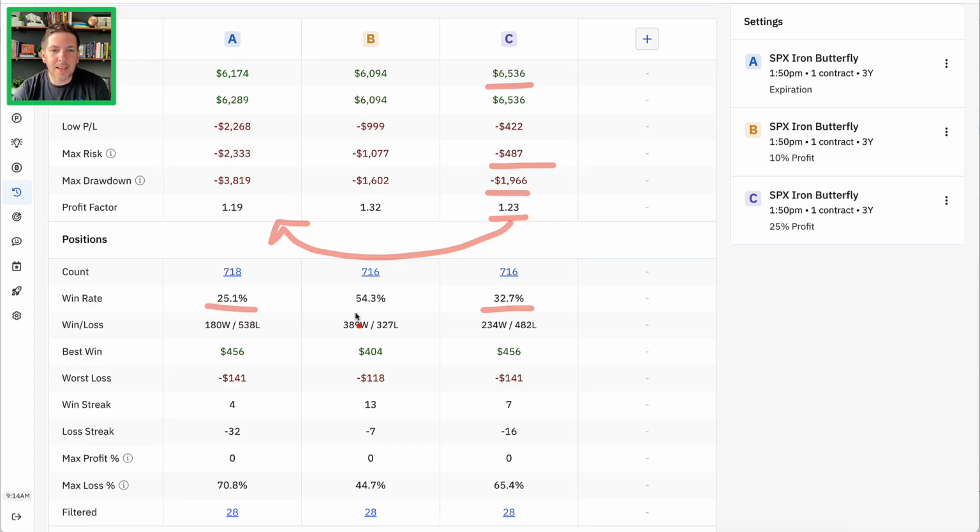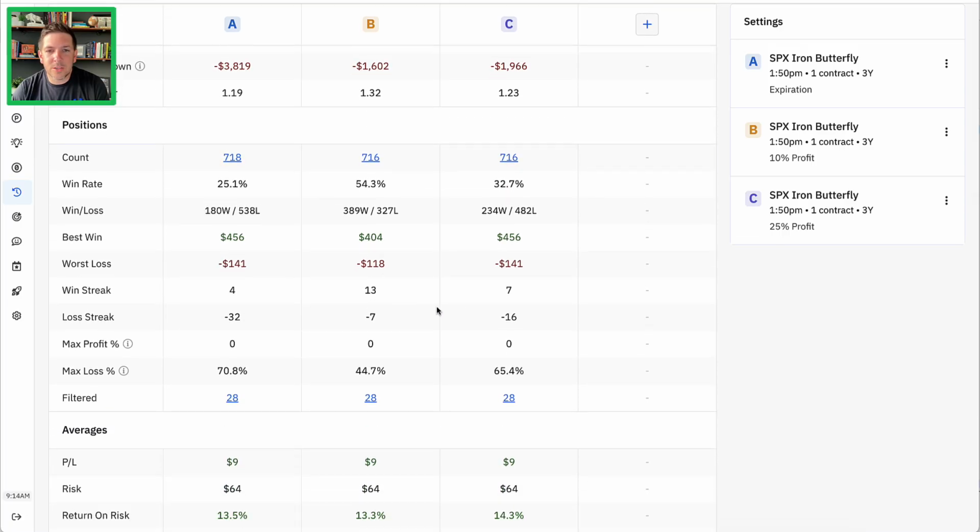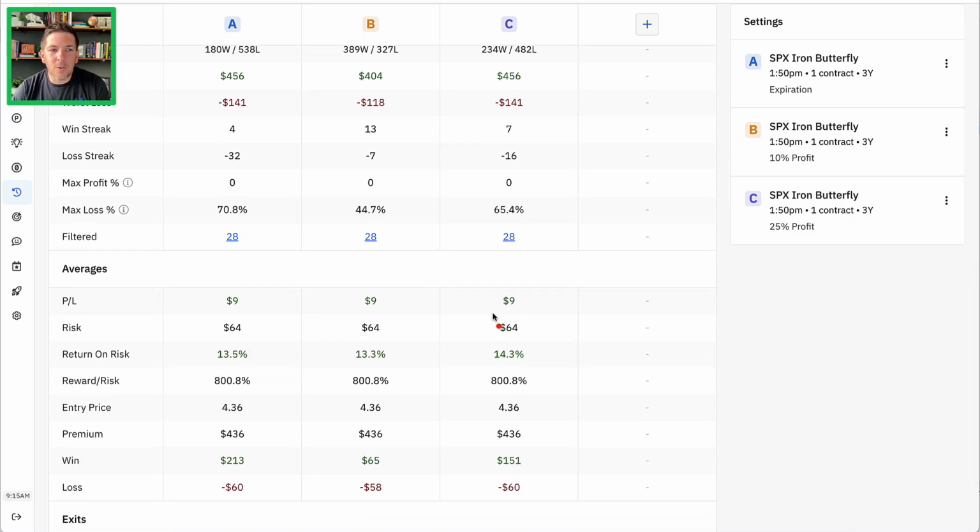So this is baseline, this is 10%. We started to go towards a 25% profit target. You're better than the baseline. You're better than letting it go to expiration for sure. But you're not as good as the win rate here. So what you did see, of course, is your loss streak go up and your win streak go down. These are all things that would be expected to happen. Your total P&L average was about $9. You did improve your return on risk, which was pretty good.